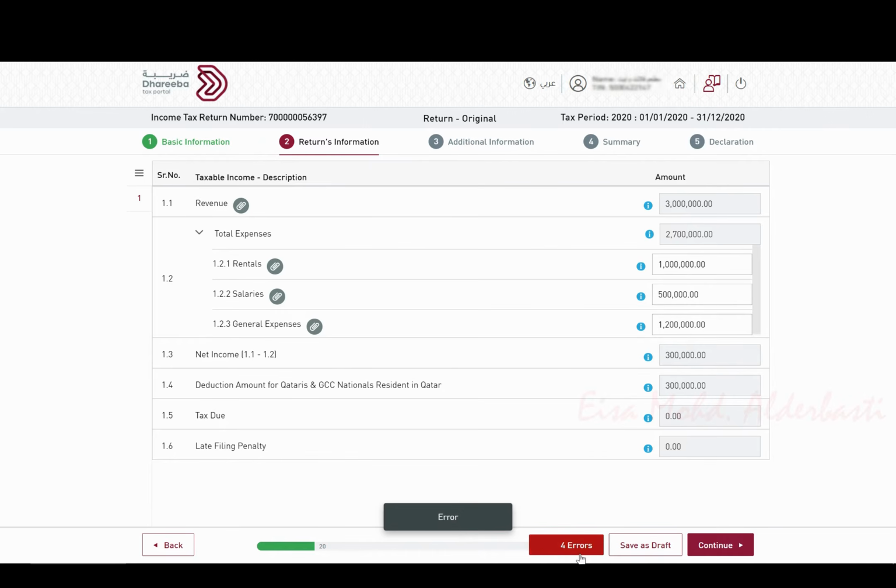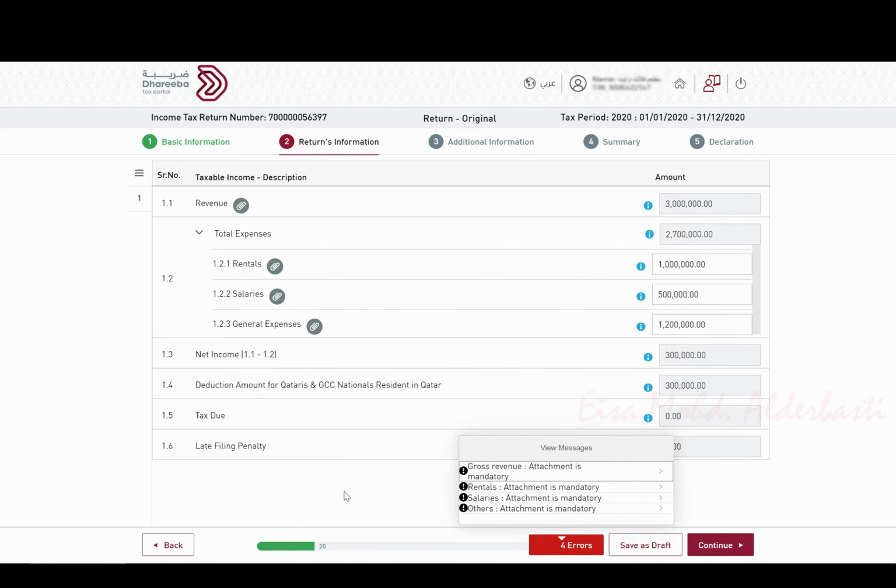Now we can already see there is an error because I tried to move to the next stage without attaching the four major ledgers. Again, I want to emphasize what are the ledgers: revenue, rental, salaries and general expenditure. Let's go attach one ledger. Always remember, let's create a separate folder in your desktop or in your cloud and attach it from there. Don't do scattered attachment or you will get confused. Let's quickly attach all the four ledgers.